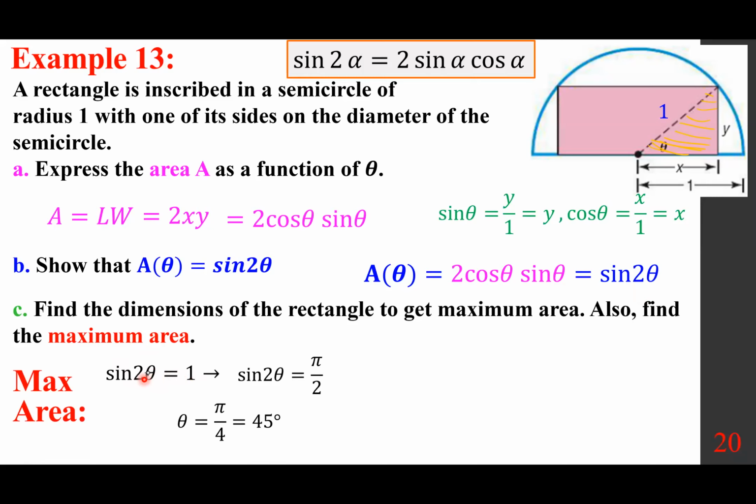Now, what is the area? The area is this, 2 times cosine theta sine theta. So cosine of pi over 4 as well as sine of pi over 4 are both square root of 2 over 2. They are identical, you know that. So 2xy, or 2 cosine theta sine theta, 2 times this again. And as you know, this is 2, 2 times 2, 4, divided by 4 is 1. I'm assuming everybody can see that.